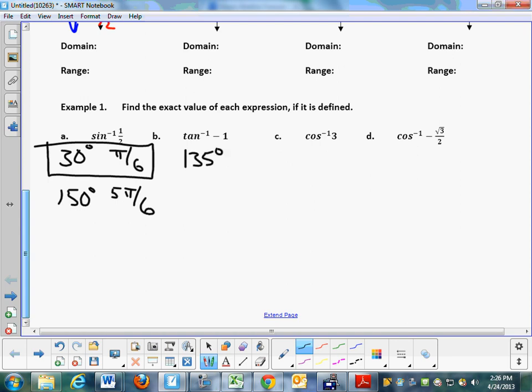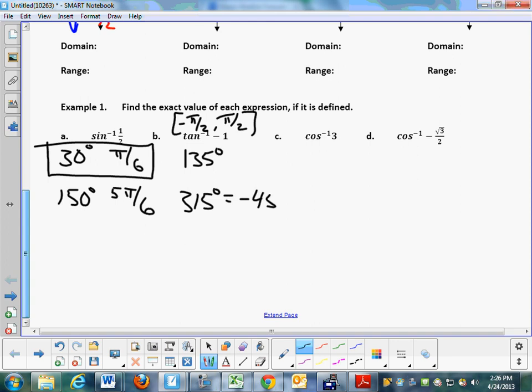135 degrees, 315 degrees. Now here's the problem, you guys. The domain for tangent inverse is only between negative pi over 2 and pi over 2. That's the domain. Neither one of these is between there. Hit it on your calculator. Go tangent inverse of negative 1. What do you get? Negative 45. That's because it falls in line with that. Well, which one of these is the same as negative 45?